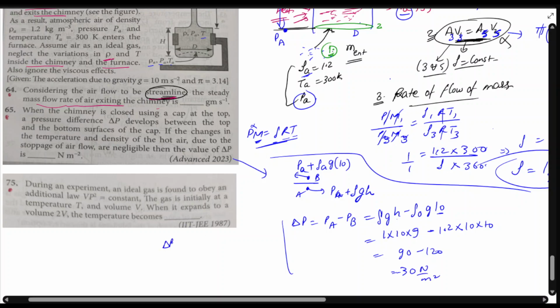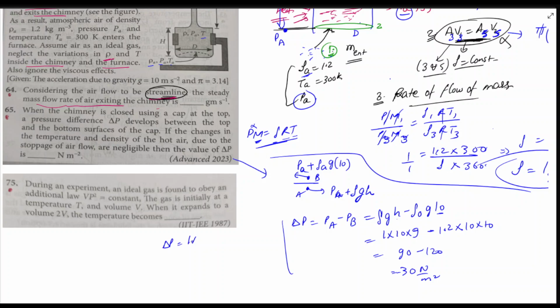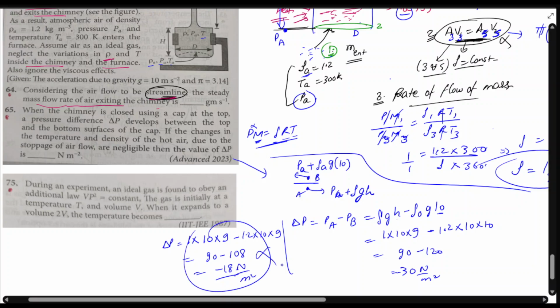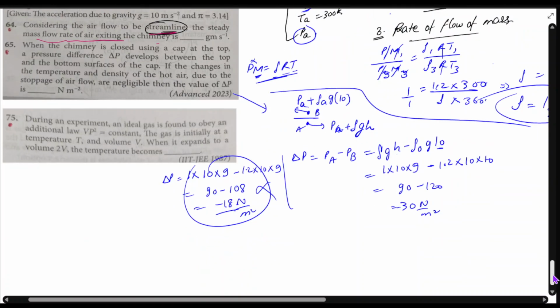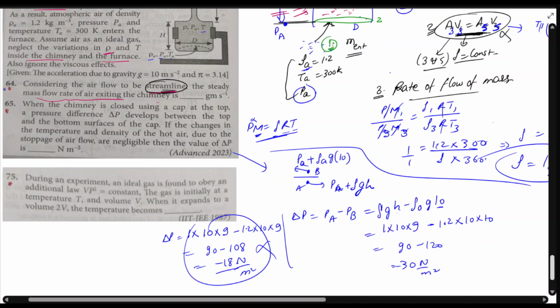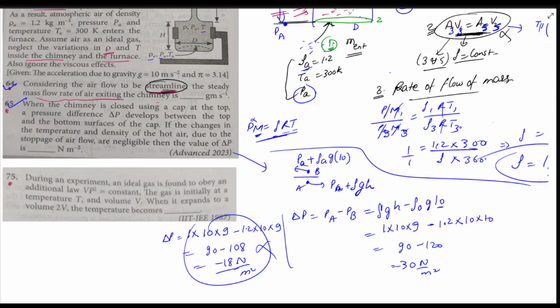But according to IIT, here it will be 1 into 10 into 9 minus rho naught, it will be 1.2 into 10 into 9. They have taken it as 9. So this is 90 minus 108. So it will be minus 18. This will, of course, be wrong. Okay. So these are controversial, but the solution should be like this.